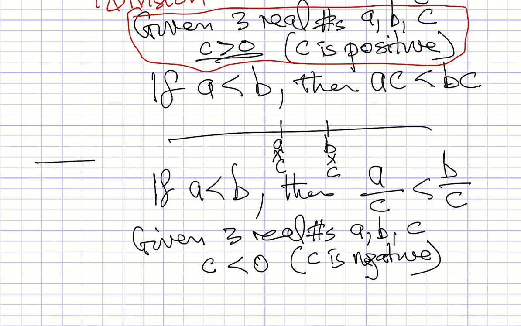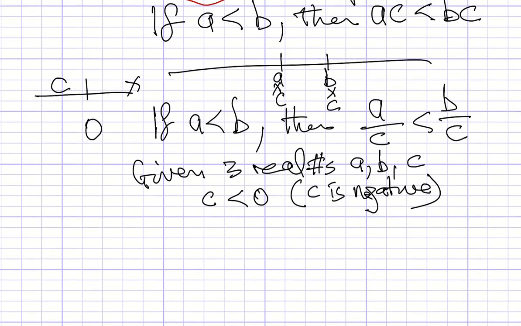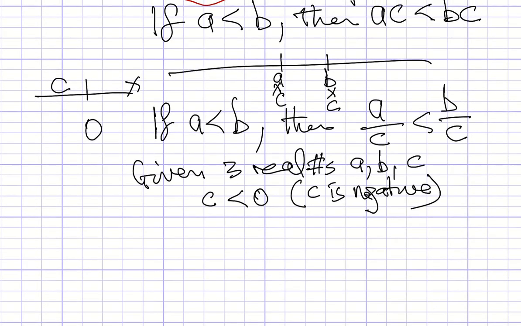What does it mean to be less than 0? 0 is over here. It means C is over here, to the left of 0. You see that, right? So it means C is to the left of 0. C is negative. That's all that means. Make sure you understand that. When they say C is less than 0, it means C is negative, to the left of 0. That's all that means.